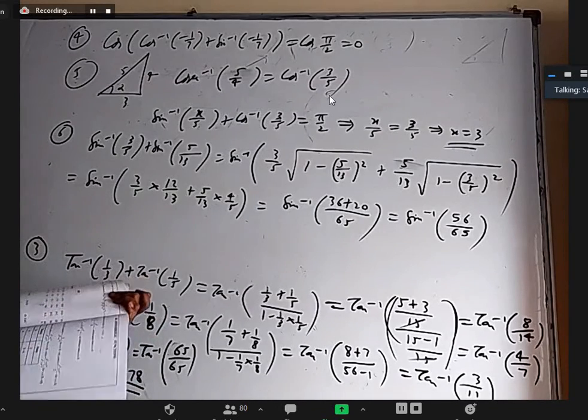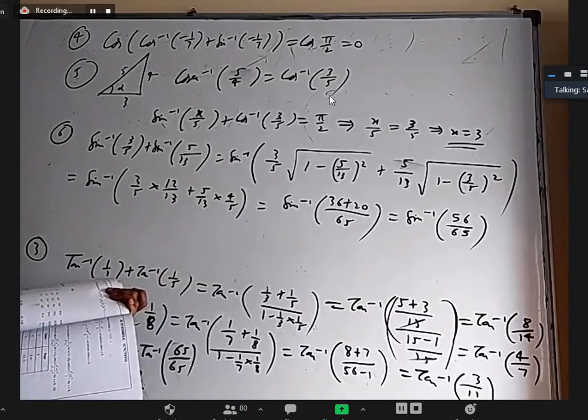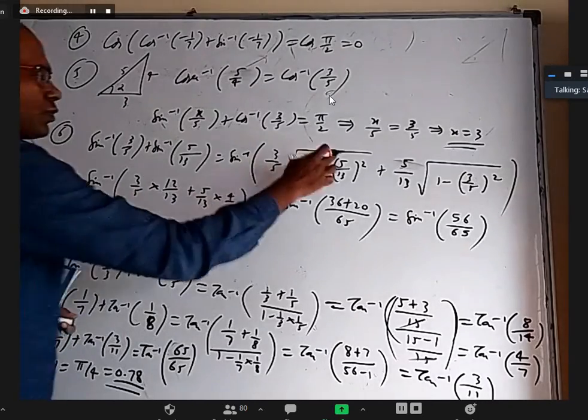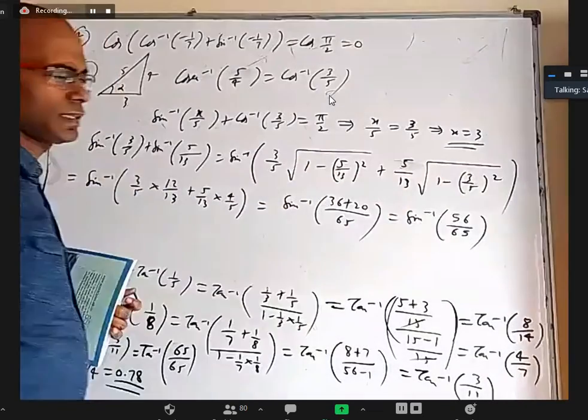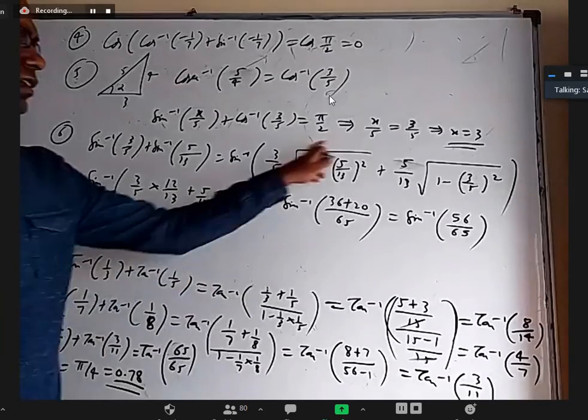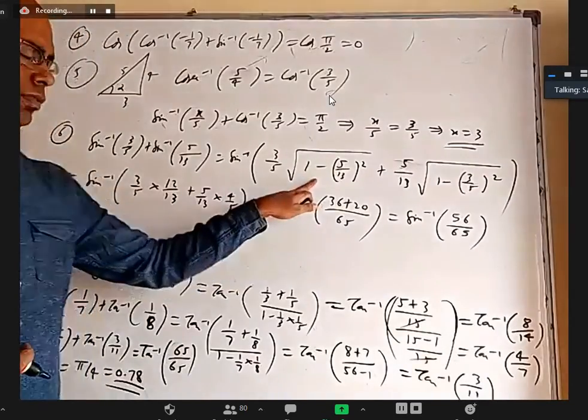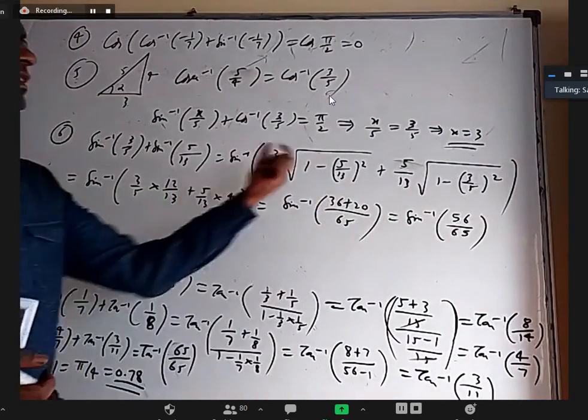Okay, sixth one is based on the sin inverse x plus sin inverse y formula. Sin inverse of x root over 1 minus y square plus y root 1 minus x square. Actually, I did not simplify this. If I simplify, I'll get 12 by 13. Basically, for me, sin is 5 by 13.